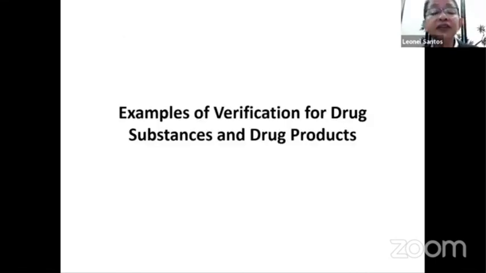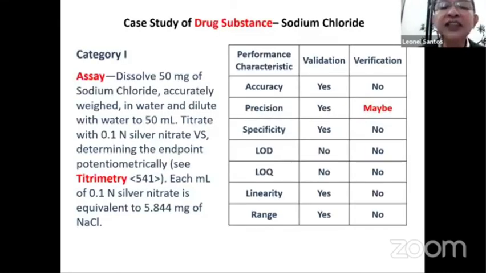Example of a verification of drug substance and drug products. And I will go through this one because this is something easier to see rather than the summarized two tables that I've shown you. For example, if you are doing a verification of a drug substance, such as sodium chloride, your method is titrimetry.